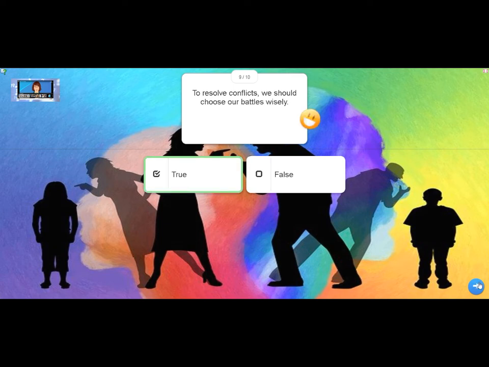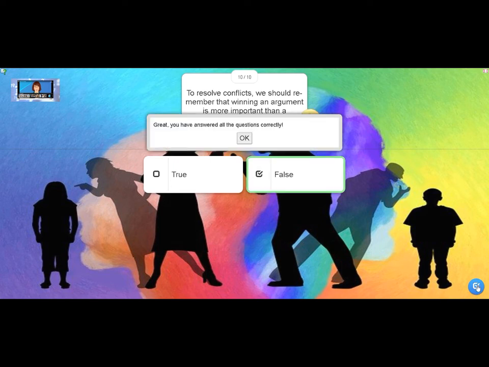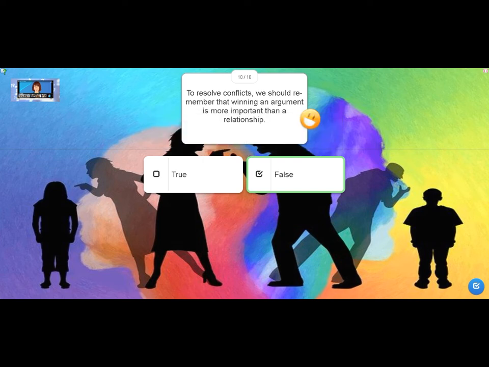And last but not least, to resolve conflicts, we should remember that winning an argument is more important than a relationship. Well, that cannot be true. It's definitely false because our relationships, some of them, are more important than anything like that. So these were the correct answers. I hope you are now better at solving conflicts and you are a more positive person as well.